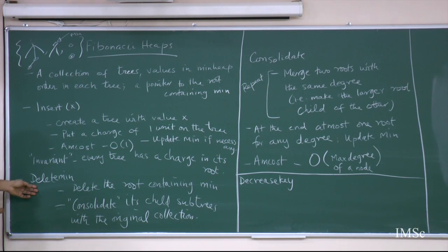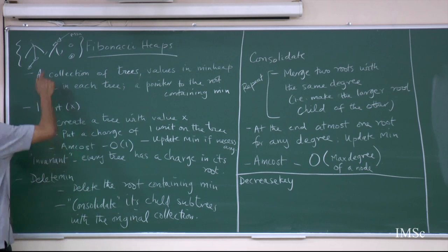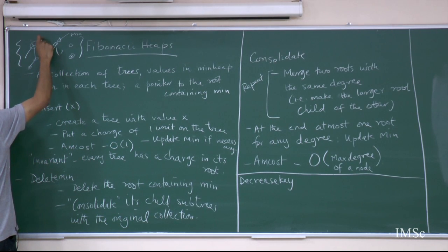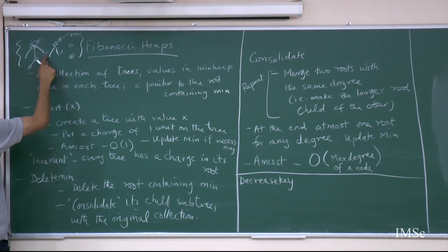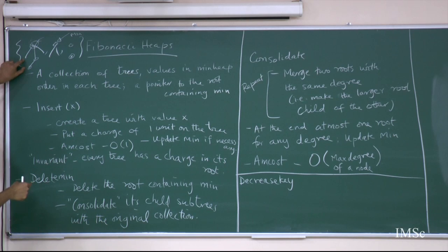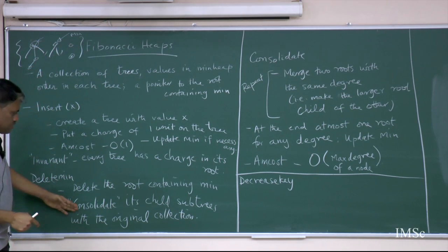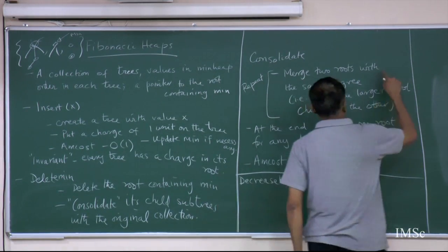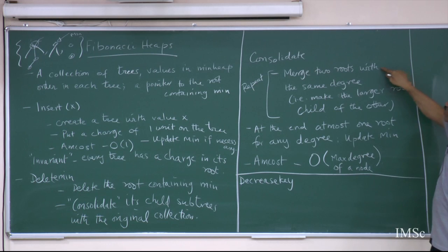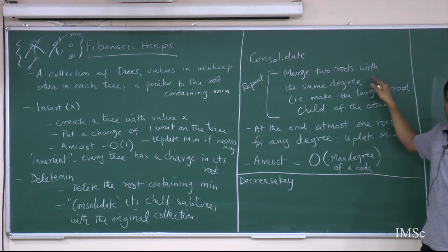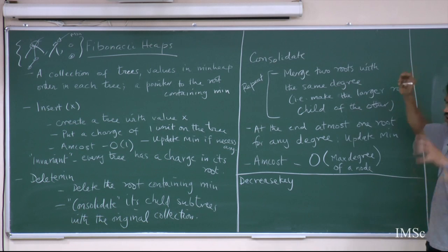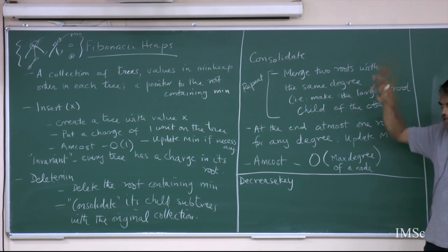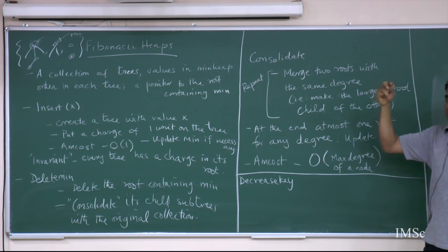Delete min operation will delete the root that contains the min, so maybe it's one of this node, it will delete it, and then it has all these subtrees, it will consolidate all these subtrees with the other trees in the collection. What does consolidate mean? I'm going to go through the trees and merge 2 roots with the same degree. So here is where all the postponed cleanup action is happening, where whenever you have 2 roots, 2 trees where the roots are the same degree, I'm going to merge them.